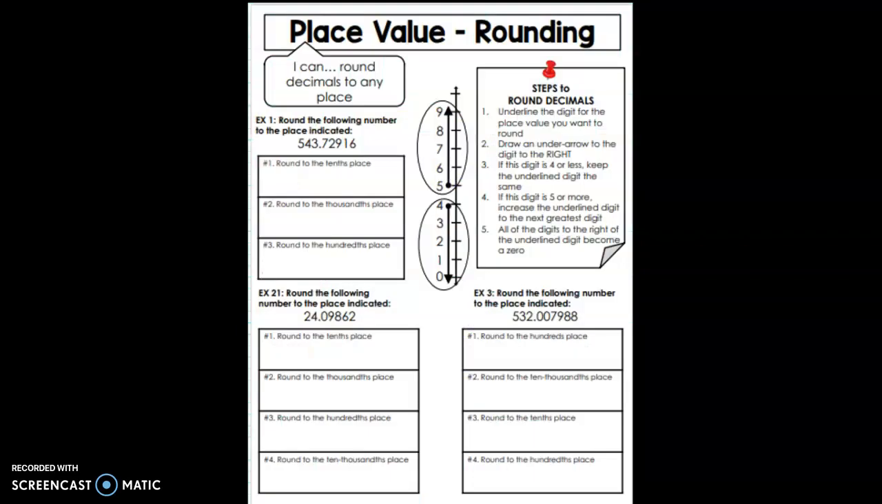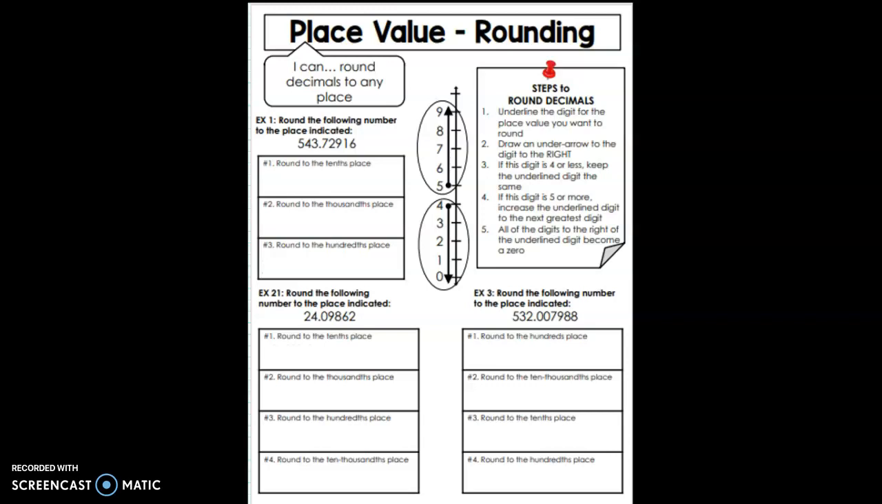So the basic rules for rounding is underline the digit for the place value you want to round. Draw an arrow to the digit to the right. If this digit is 4 or less, keep the underlined digit the same. If the digit is 5 or more, increase the underlined digit to the next greatest digit. All of the digits to the right of the underlined digit become a 0.